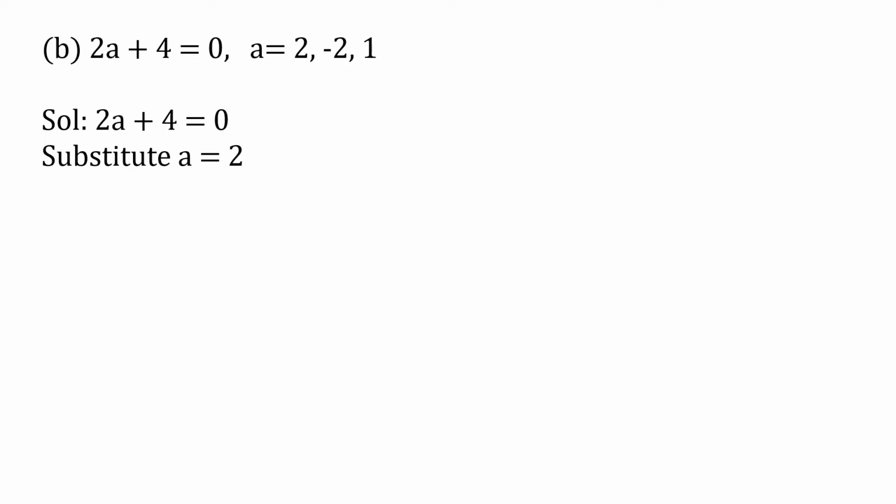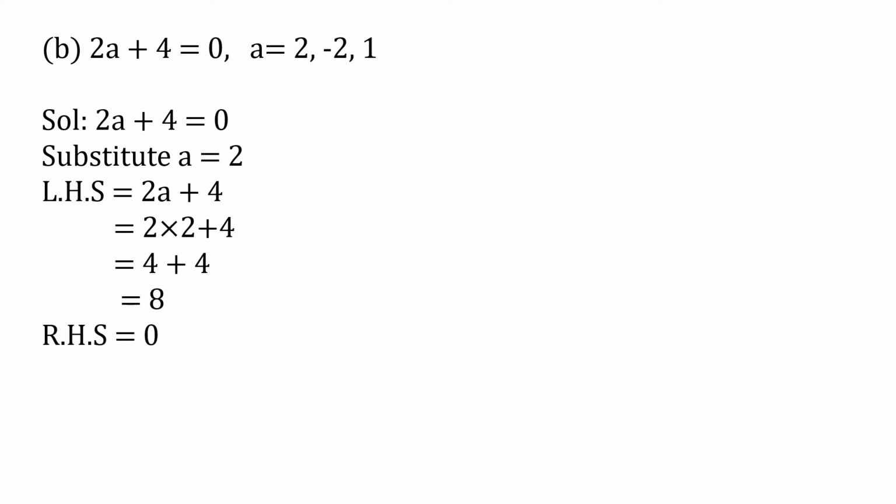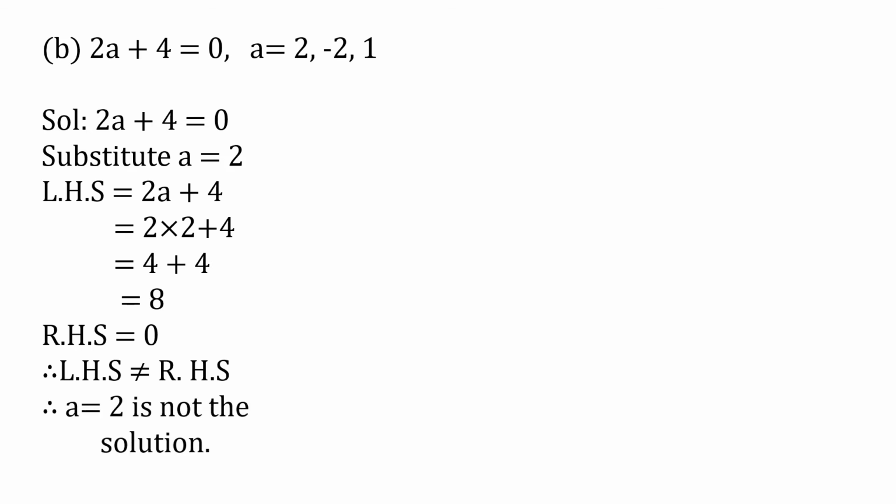Substitute a equal to 2. So take left hand side expression, that is equal to 2a plus 4. So in place of a, write 2. So it will become 2 into 2 plus 4. So 2 into 2 student will get 4 plus 4, you will get answer as 8. So your left hand side, if you substitute a equal to 2, you get value as 8 and right hand side given is 0. So student, your left hand side is not equal to right hand side. So you'll write down, therefore a equal to 2 is not the solution.